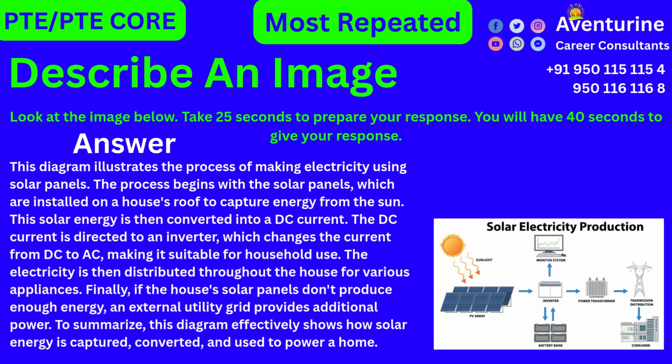The electricity is then distributed throughout the house for various appliances. Finally, if the house's solar panels don't produce enough energy, an external utility grid provides additional power. To summarize, this diagram effectively shows how solar energy is captured, converted, and used to power a home.